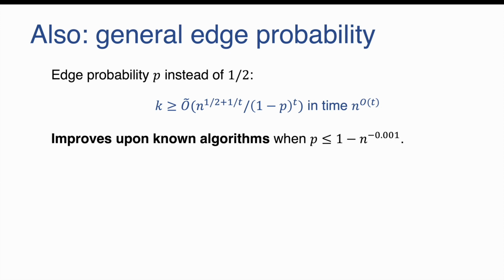So all I'm going to say here is that this improves upon the known algorithms whenever p is not super close to 1. So whenever p is at most 1 minus n to the minus 0.001, let's say. And that is because when p is much closer to 1, then this 1 minus p to the t factor actually starts to be quite harmful. And I'm just going to say here that the conjectured threshold for general edge probability is root n times p over 1 minus p. So our dependence on 1 minus p to the t is presumably not really optimal. So that's all I'm going to say about this general case.